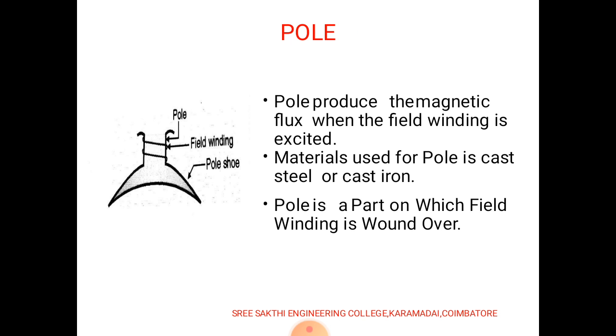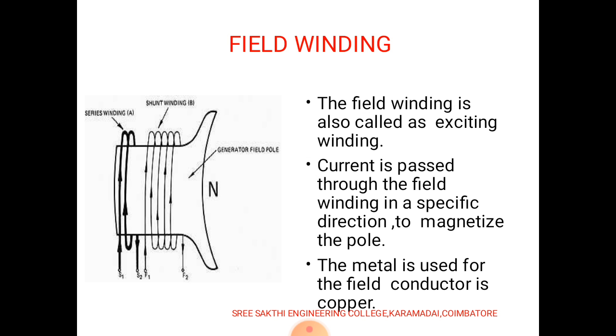Pole produces magnetic flux when the field winding is excited. Materials used for pole are cast steel or cast iron. Pole is a part on which the field winding is wound. Field winding is also called the exciting winding. Current is passed through the field winding in a specific direction to magnetize the pole. The metal used for the field conductor is copper.